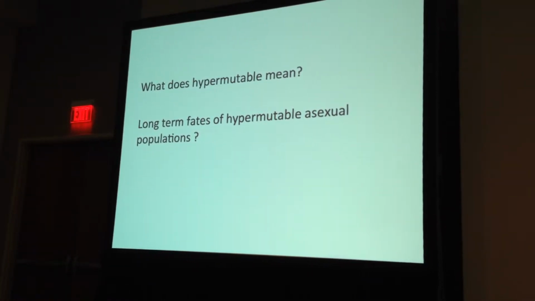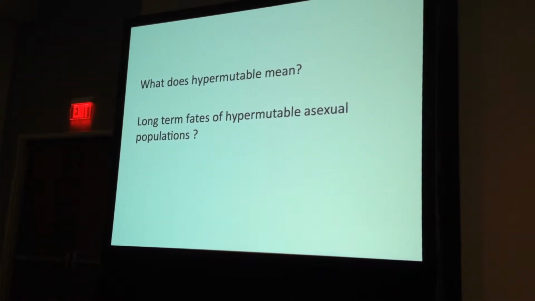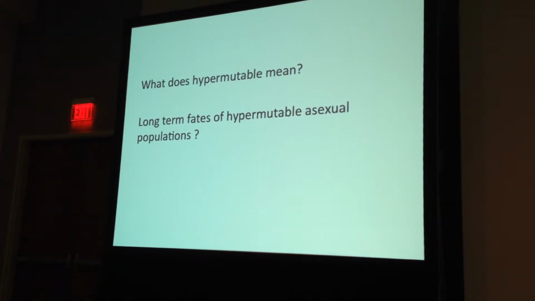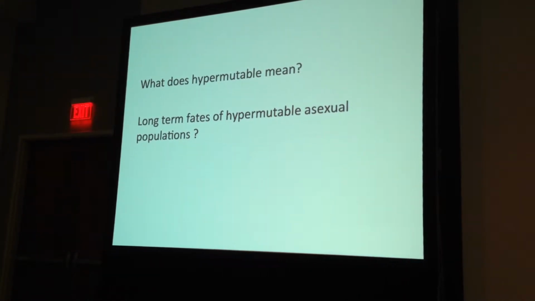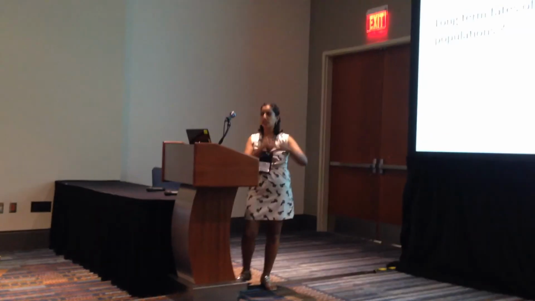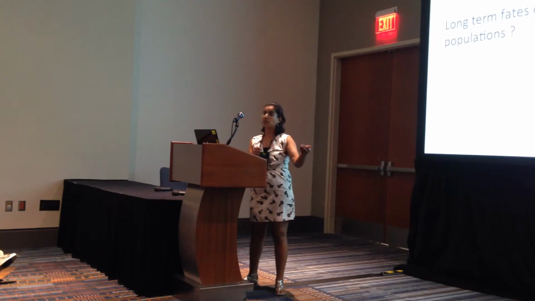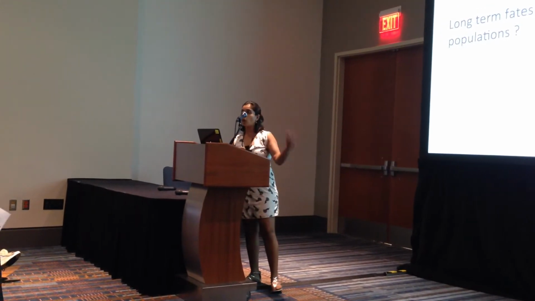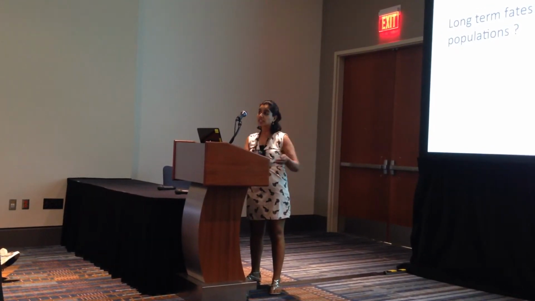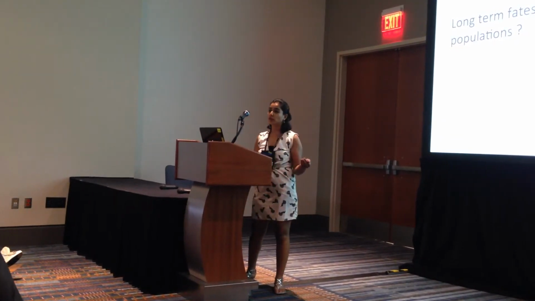If you think about it theoretically, if you have a really high mutation rate, then you have an elevated rate of beneficial mutations, and you have an elevated rate of deleterious mutations. But in hypermutable asexual populations, over the short term, they can supplant populations that have lower mutation rates because of the increased supply of beneficial mutations. But over the long range, what we expect theoretically and what we've seen from simulations is that the fitness will actually decline over the long term.